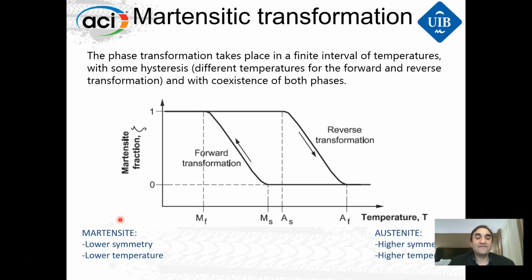The structure in martensite has a lower symmetry in general, and it is produced at lower temperatures. And in austenite, we have the material normally at higher temperature and with higher symmetry.